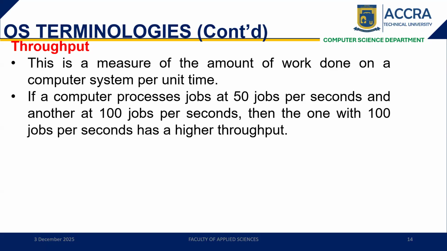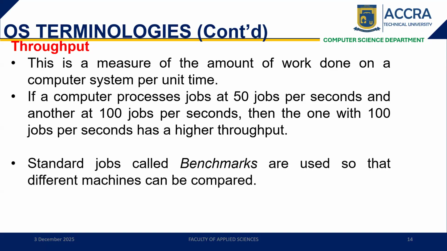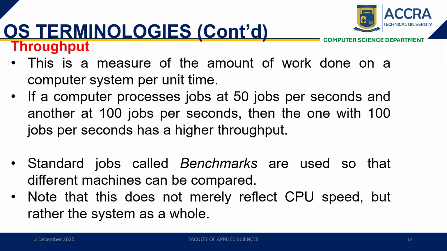And how would you have one with 100 jobs per second? That one has a faster CPU. That one has a RAM with a higher capacity. And because of that, the relationship between these processing devices allows it to be fast. That is basically it. So standard jobs are normally called benchmarks, and they are used so that different machines can be compared, to know that this one has a higher specification than another.